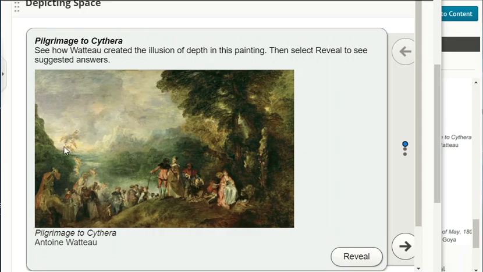Is the landscape getting paler and bluer and softer and more subtle as it goes into the depth of the painting? And then the characters that are in the foreground are brighter, more detailed. That's atmospheric perspective.